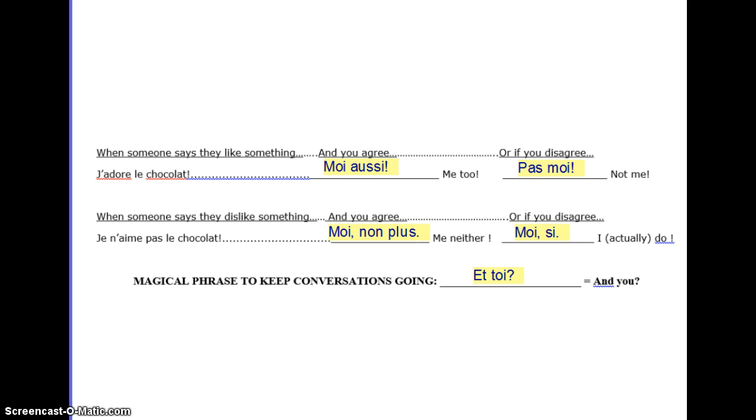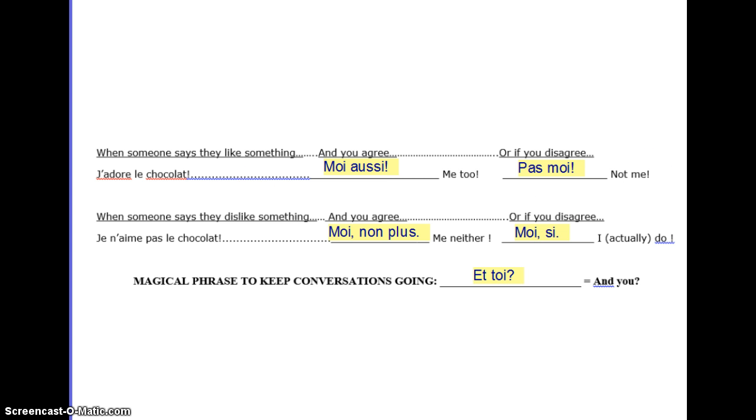Now, there's a little bit of a strange situation here. If somebody says that they dislike something, in this case, we'll say, je n'aime pas le chocolat. I don't like chocolate. And you agree, you don't like it either. The way you say me neither is by saying moi non plus.